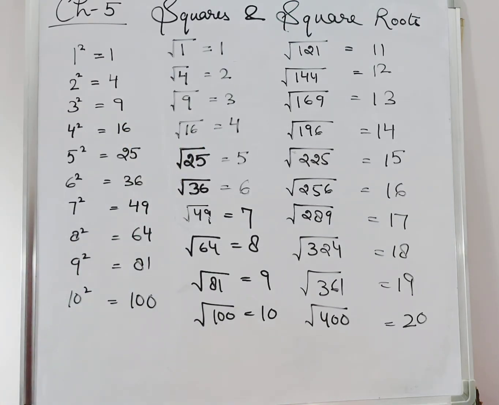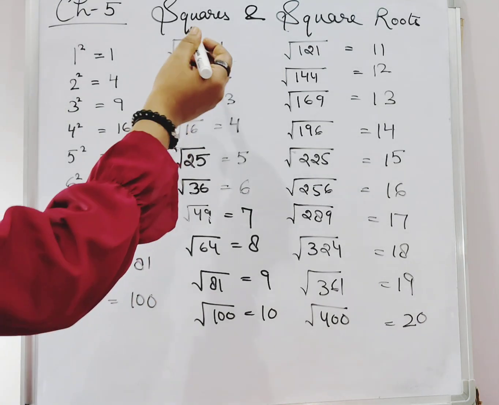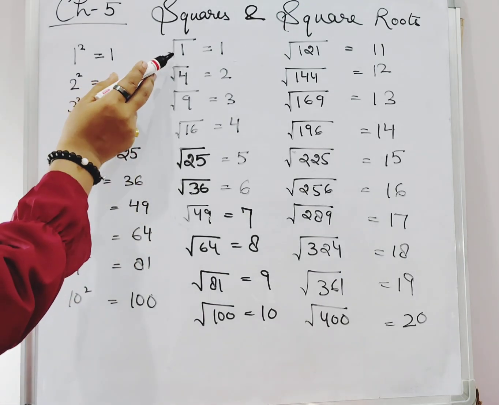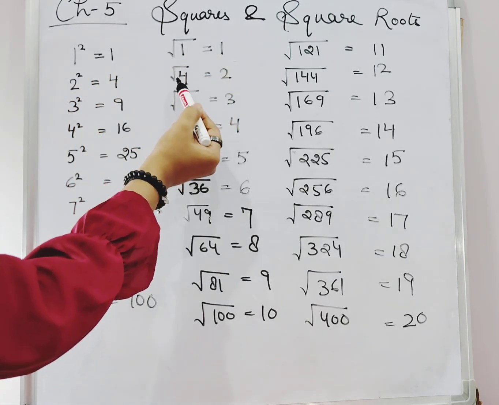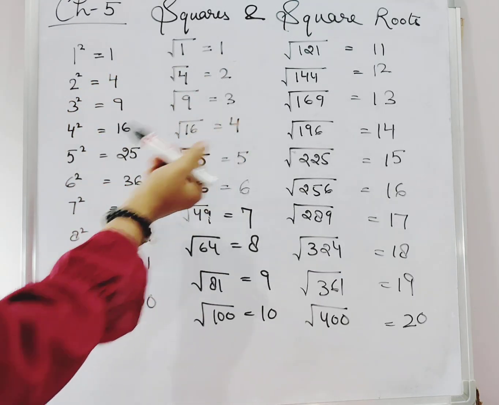There is a method where we can find the square root through LCM, which we will be discussing in the chapters. Now, here are all kinds of square roots you have seen. This is the square root of 1, that is 1. The square root of 4 is 2. The square root of 9 is 3.